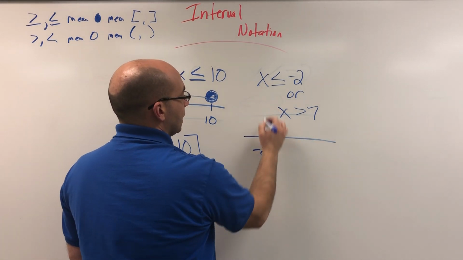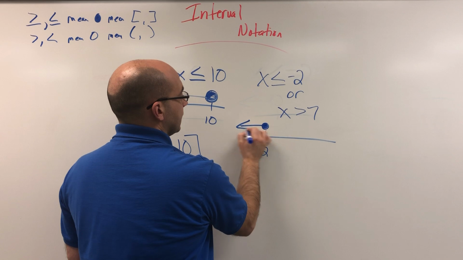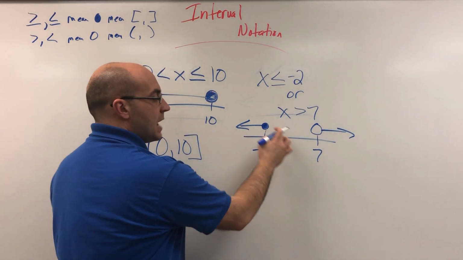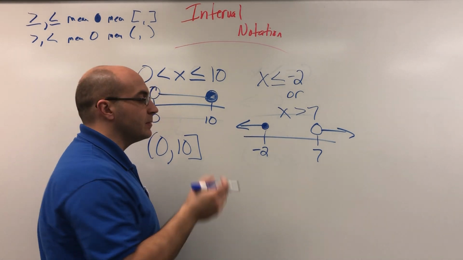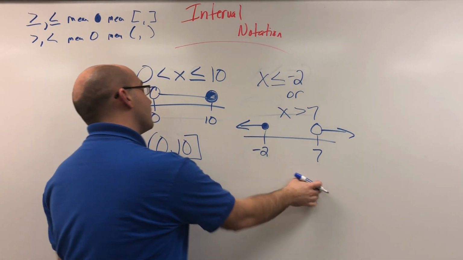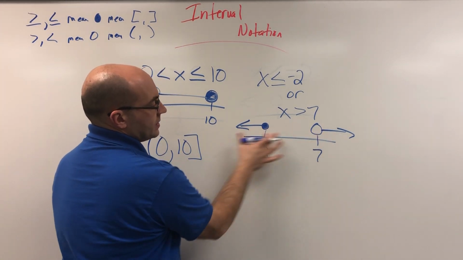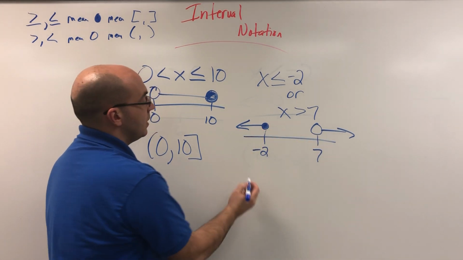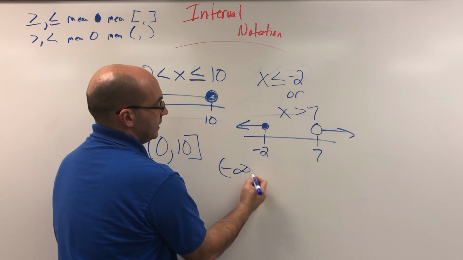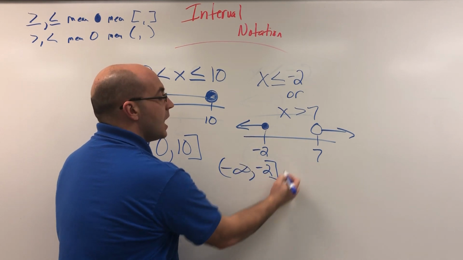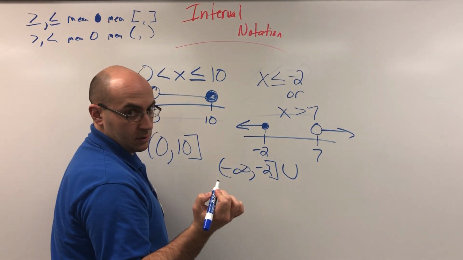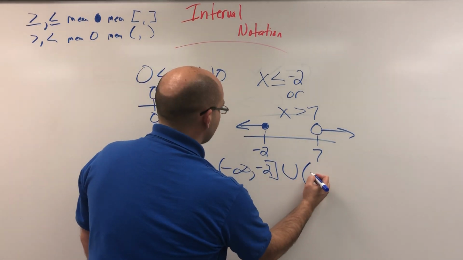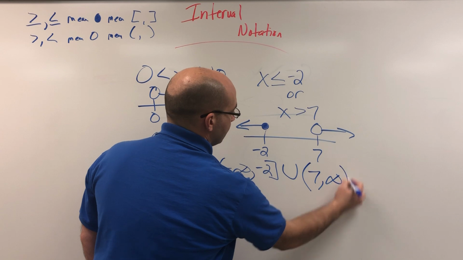-2, closed circle, arrow going to the left. 7, open circle, going to the right. Everything in between is not a solution, but everything else is. So I have to represent that as such. Because it's a disjunction, there are two separate lines, so we've got to represent two separate interval notations. Negative infinity on the left-hand side to -2 bracket, or, okay, now in this case it's going to be both, but that's fine. Parentheses 7, comma, infinity, parentheses.